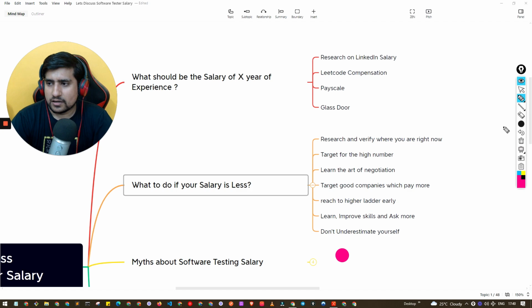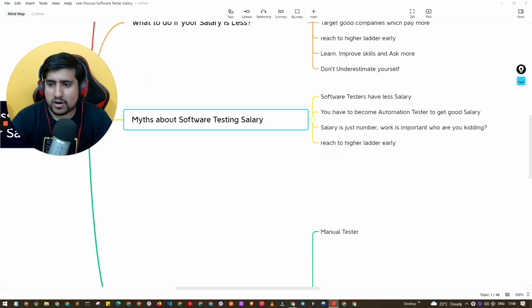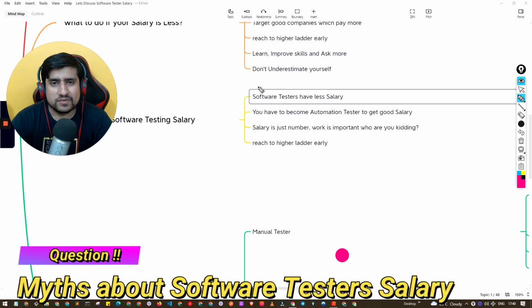Okay. All right. Let's start. See the myths about it. I think this is very important that we need to discuss, which is that software testers have a low salary.